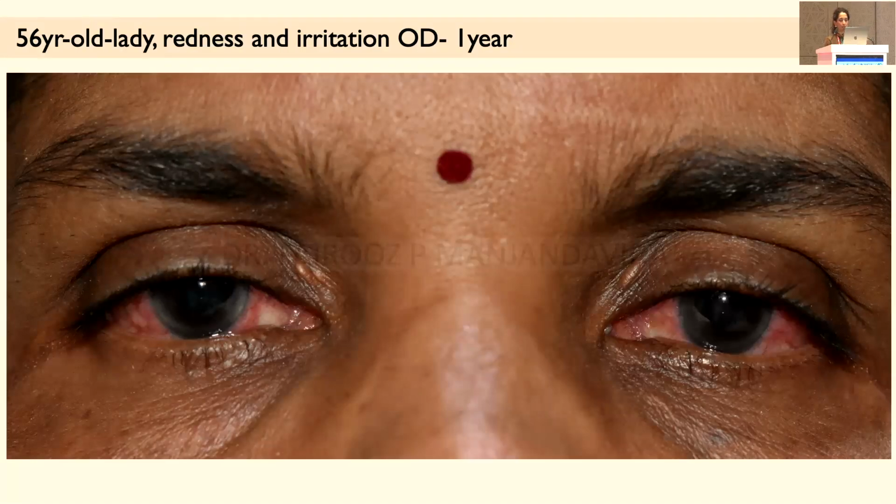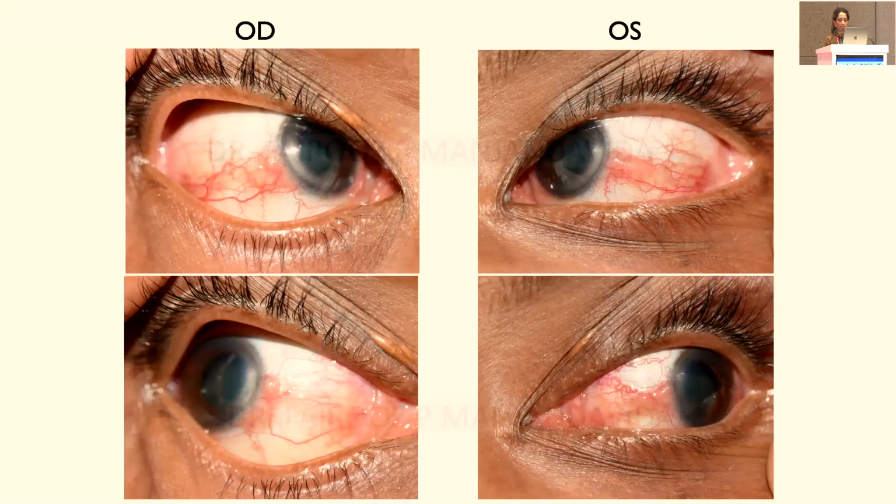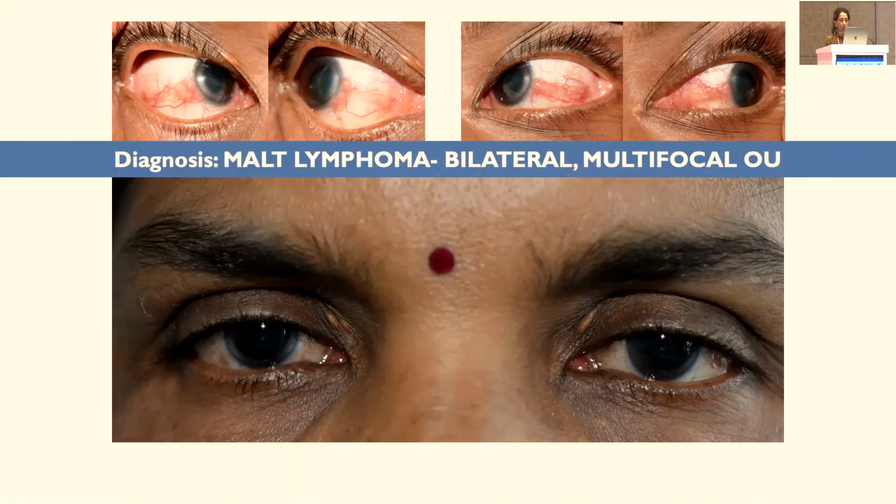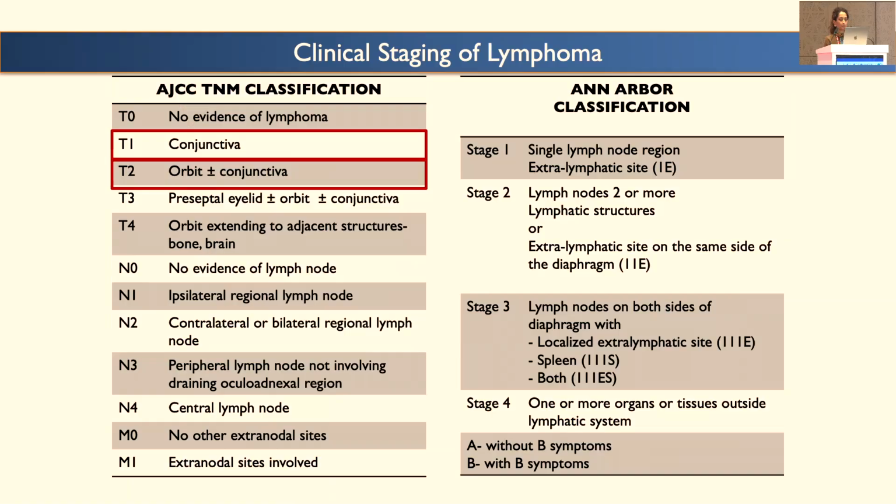Now, a 56-year-old lady with frequent redness, bilateral. She's been on and off steroids and on and off lubricant eye drops, and these are the lesions that she has. And this was also a case of MALT lymphoma. So lymphoma can be this tiny as well.